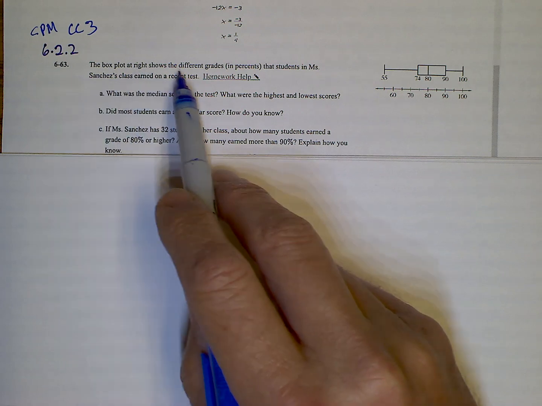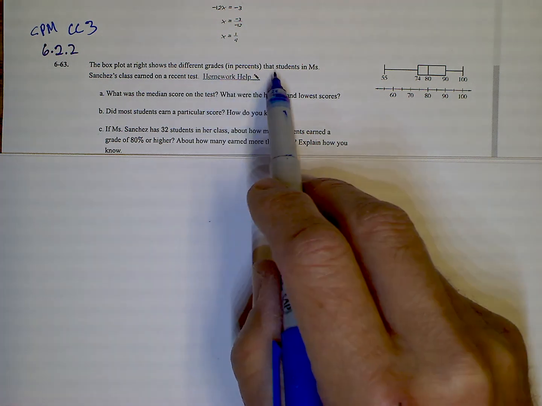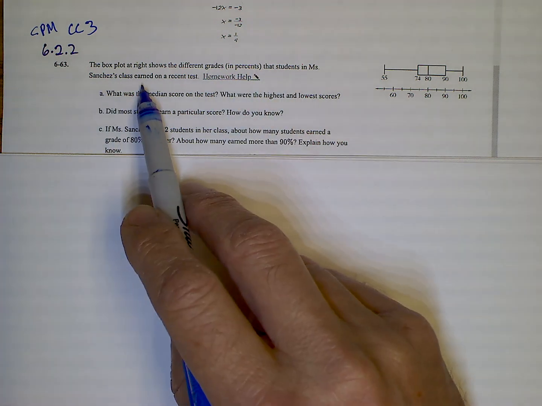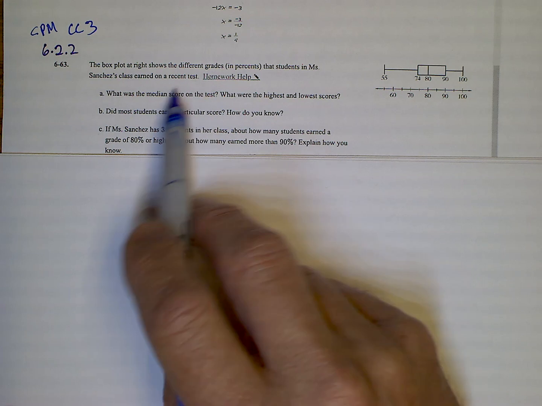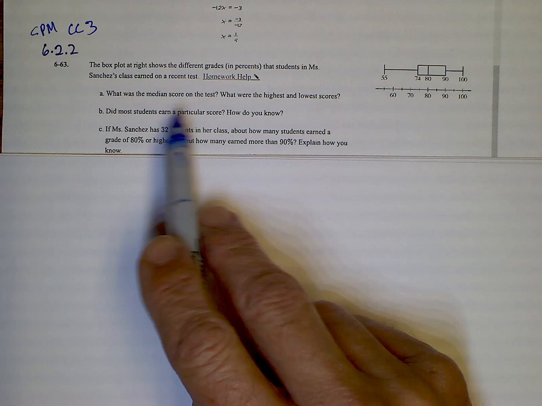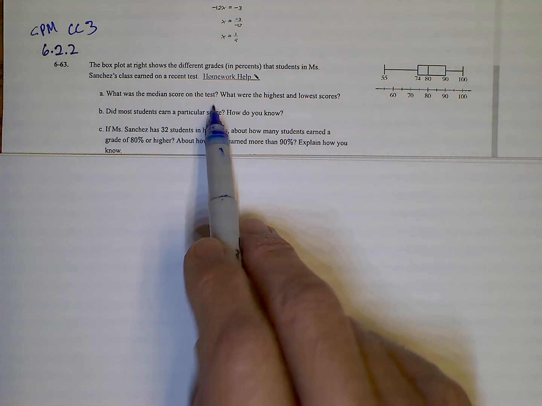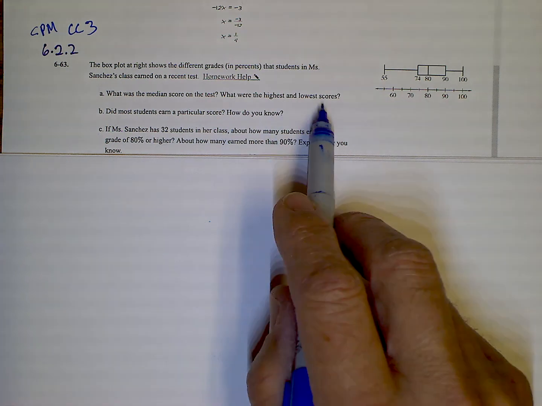The box plot at the right shows the different grades in percent, so our percentages, that students in Ms. Sanchez's class earned on a recent test. So here are the percentages that we see, and let's get some data from that based on these questions. What was the median score on the test? And then what were the highest and lowest scores?